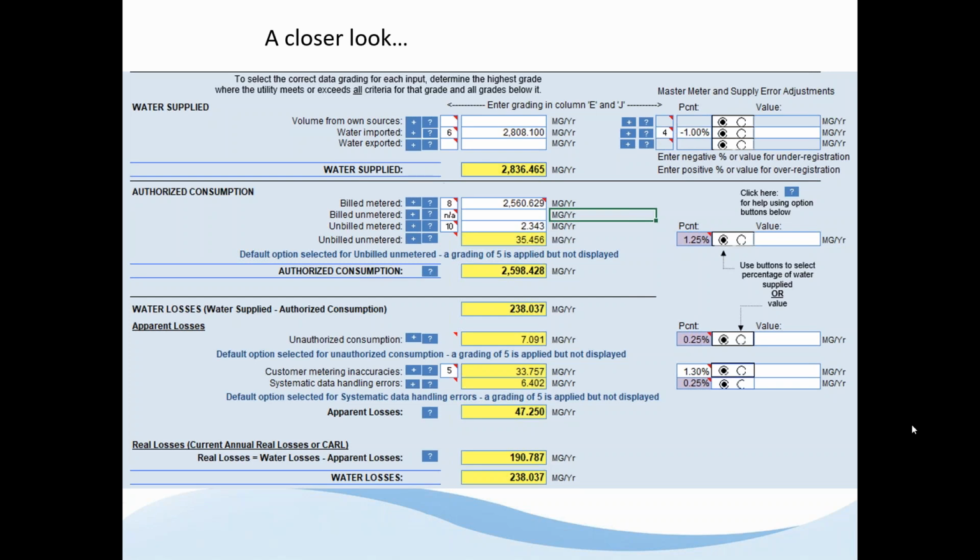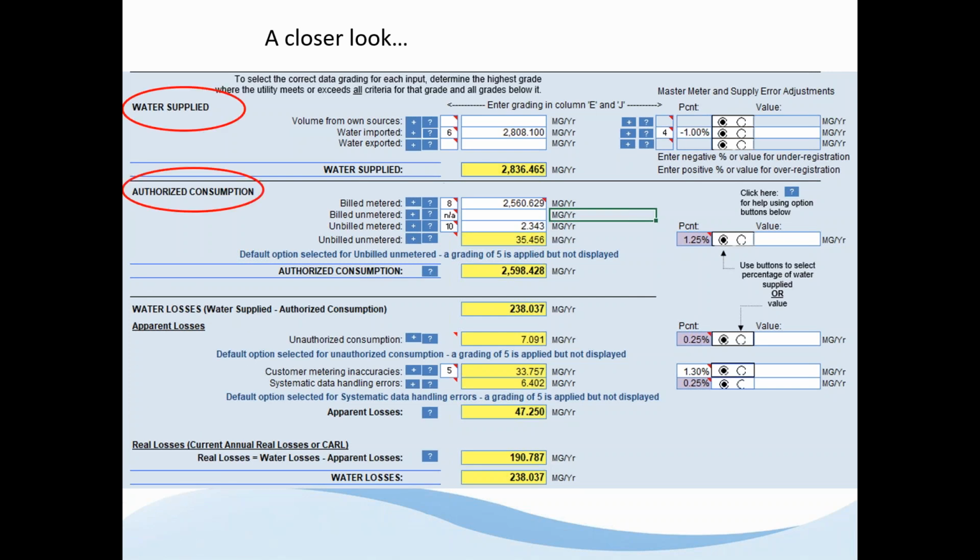When we filled out our authorized consumption, you can see that that was an 8, because that's their billing system and their system. They're unbilled metered, they had great confidence in. That's their city facilities. And then they're unbilled, unmetered, that's areas that they don't control. And they walk through each of these specific areas.